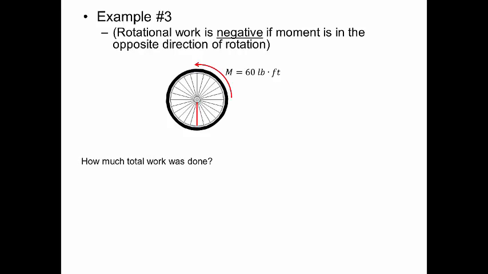So how much total work was done? Well, we've got a moment of 60 pound-feet times pi radians, that's the angle, but it's taking energy away from the system, so it's a negative work. So we have negative 188.5 pound-feet of work.